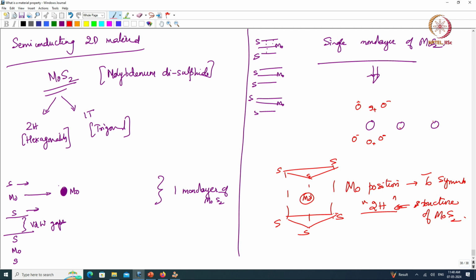Now, other molybdenum atoms keep the symmetry. The symmetry is not just confined to this point, but all the other lattice points of molybdenum have a 6 bar point group symmetry about these points. Okay, that is the 2H phase of molybdenum sulfide.